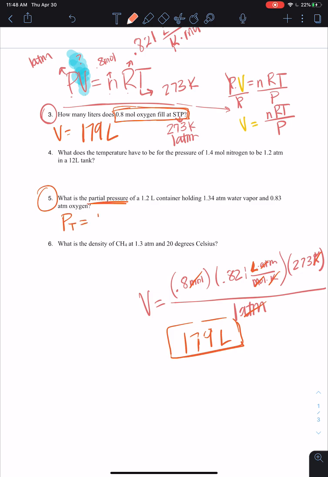So partial pressure is a sum of all the different pressures, and so forth. It tells me, what is the partial pressure of a 1.2 liter container holding 1.34 atmospheres of water vapor and 0.83 atmospheres of oxygen?